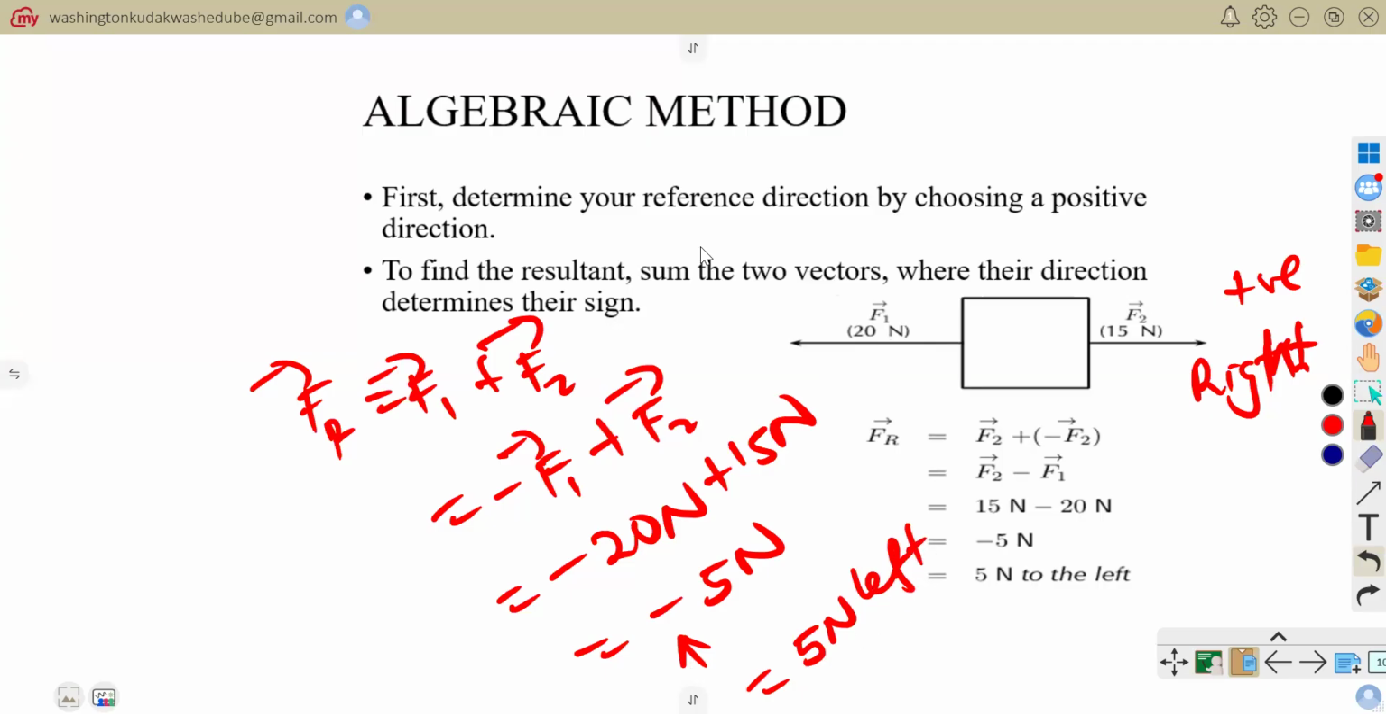So you need to choose your reference direction. Do you want to choose relative direction, to use right or left as your direction?